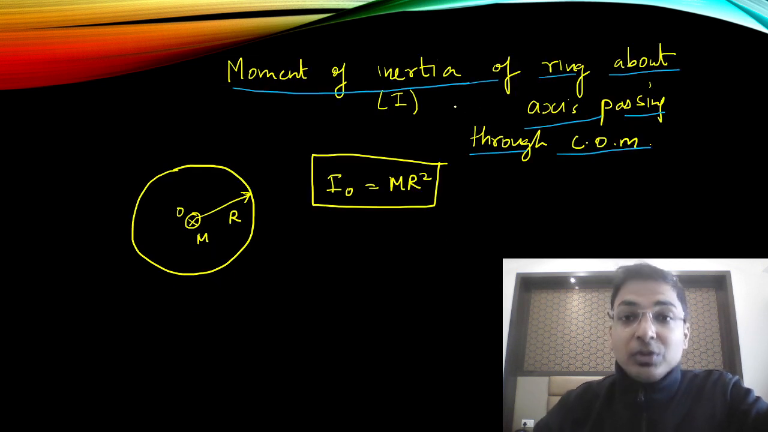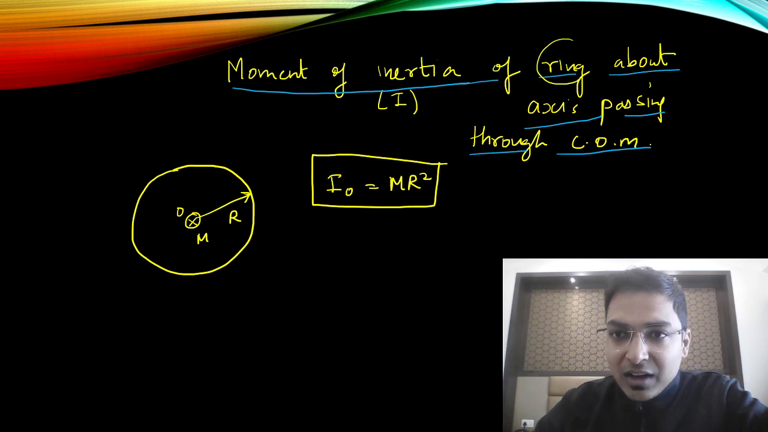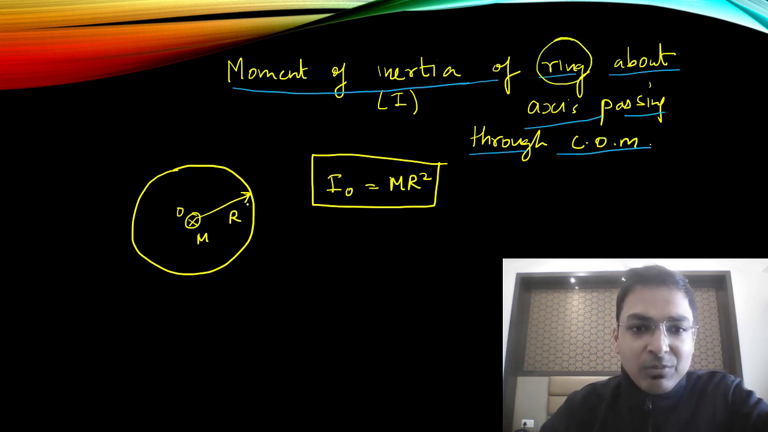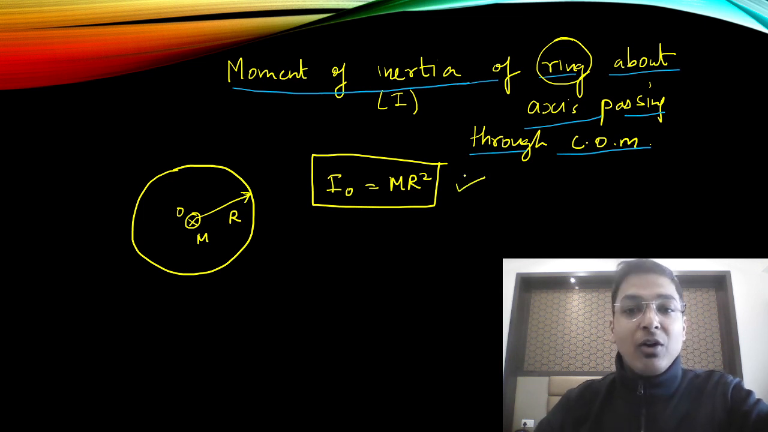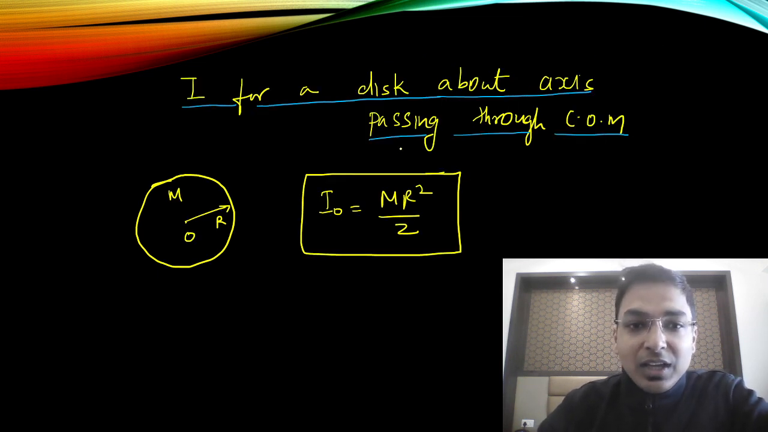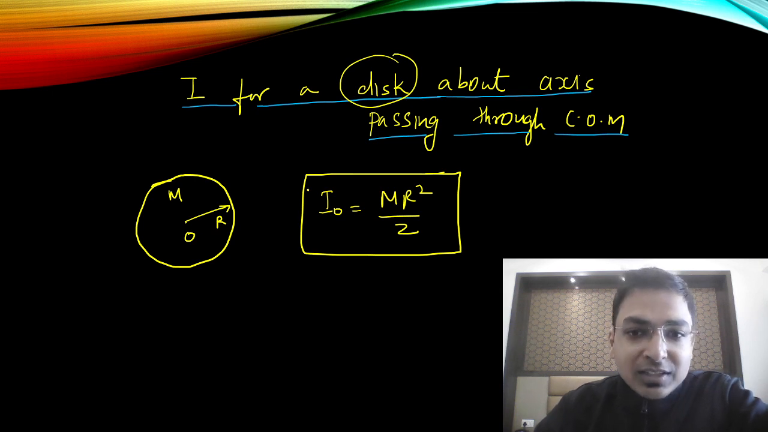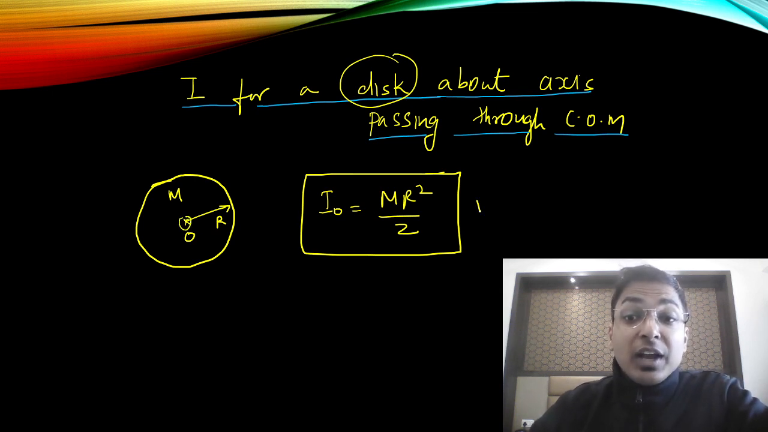Now we will talk about the continuous masses. So first we have a ring. Okay, so a ring having mass m, radius r. What is the moment of inertia about O? It is mr square. All right, next is a disk. So for a disk, what is the moment of inertia about an axis passing through O? It is mr square by 2.